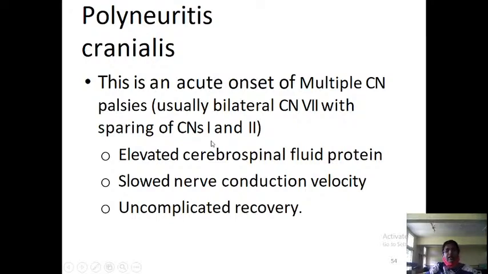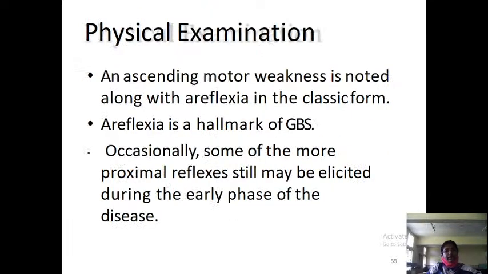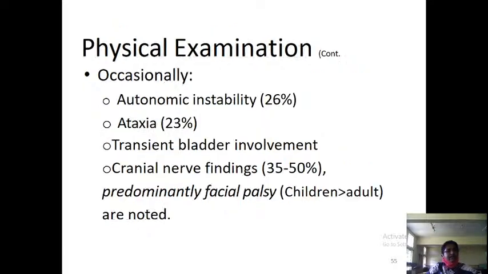So there is elevated CSF protein, slowed nerve conduction velocity and uncomplicated recovery. On physical examination, an ascending motor weakness is noted along with areflexia in the classic form. Areflexia is the hallmark of GBS. Occasionally, some of the more proximal reflexes may still be elicited in the early phase of the disease.